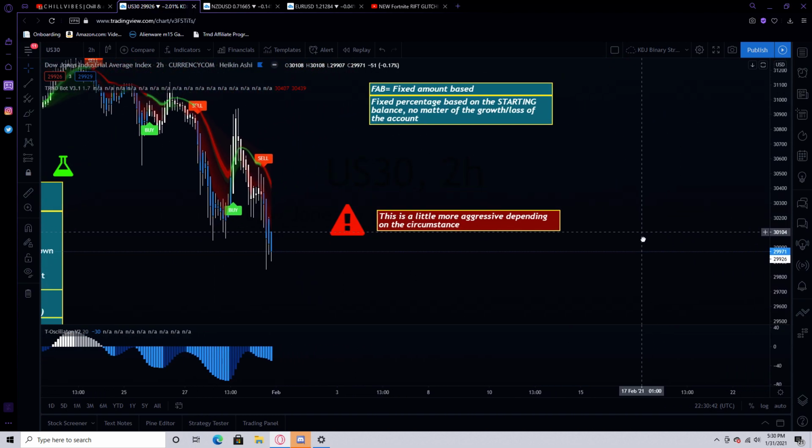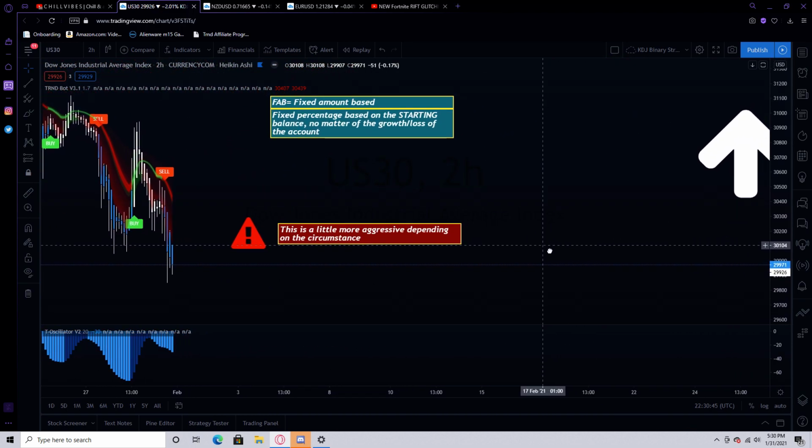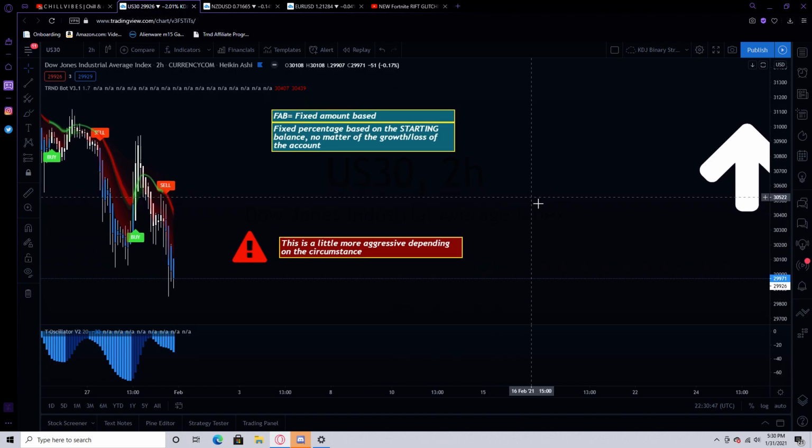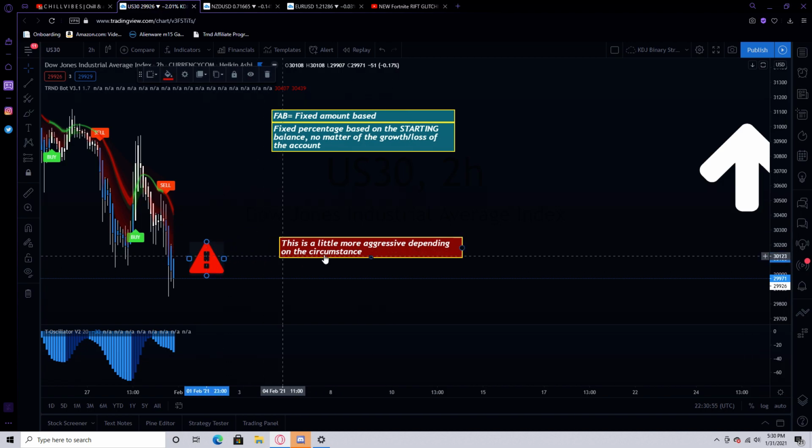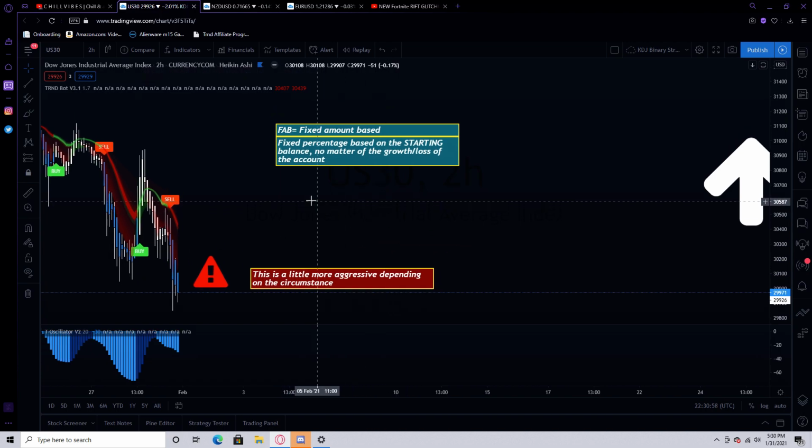Now this one is actually a little bit more aggressive depending on the circumstance. Say you have less than your starting amount, it will be a little bit too aggressive, but this really depends on what type of trader you are. So this one right here is called fixed amount base, which is just FAB.